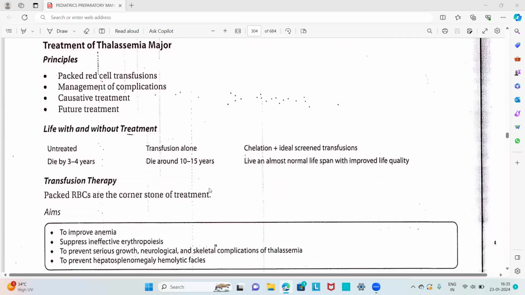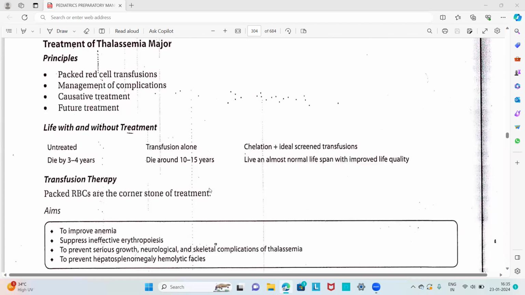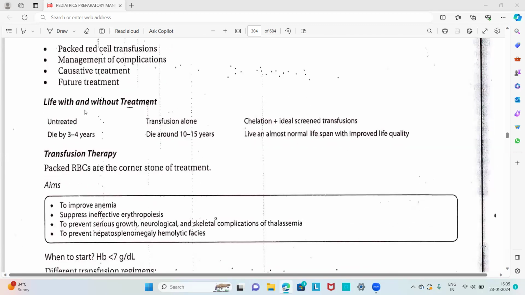Then what are the treatment options for thalassemia? The principle is that we have to give packed red cell transfusion, management of complications, causative treatment and future treatment. Then life with and without treatment: if the patient is untreated, the patient will die by 3 to 4 years. With transfusion alone, the patient dies around 10 to 50 years of age. And if the patient has undergone chelation along with regular transfusion, they live an almost normal lifespan with improved quality of life.